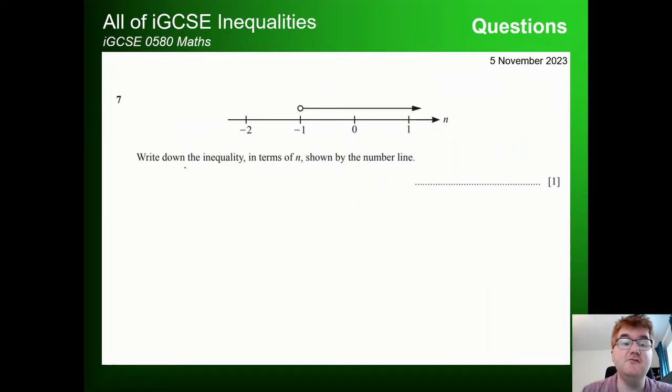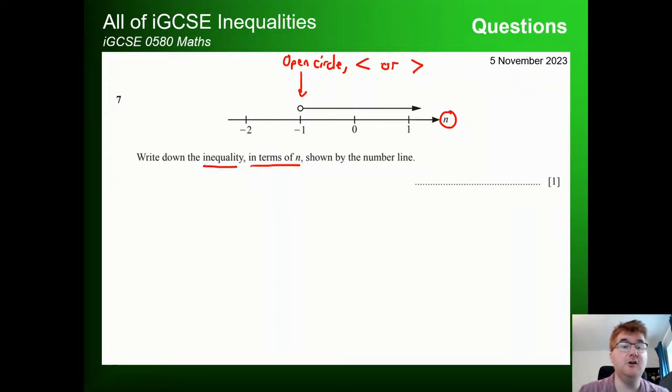So in this case, we need to write down the inequality in terms of n. So that's important. We're using n in this inequality, shown by the number line. Okay, so first of all, we're starting at this -1 point. Notice we have an open circle, and that means this is a strictly less than or greater than symbol. So we'll be using either the less than symbol or the greater than symbol. If it was a closed circle, as in a filled-in circle, then we put a line underneath instead.